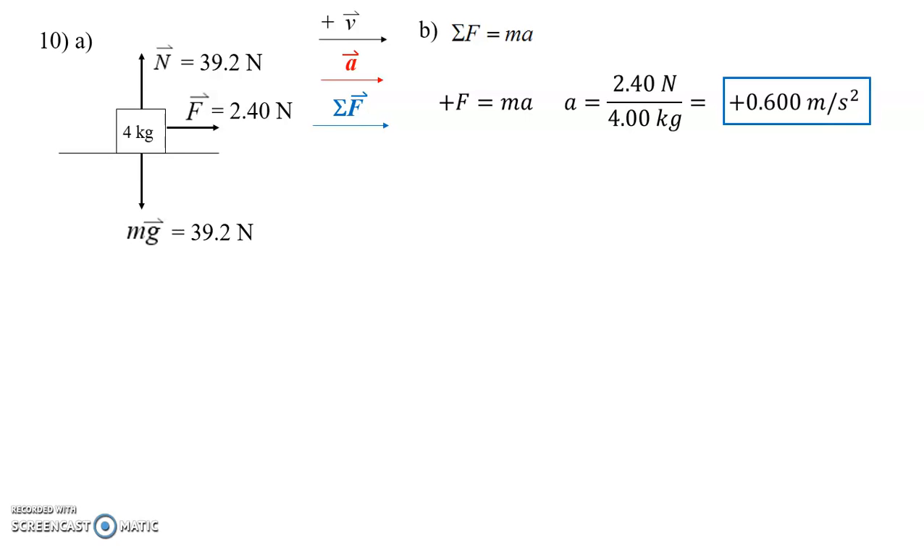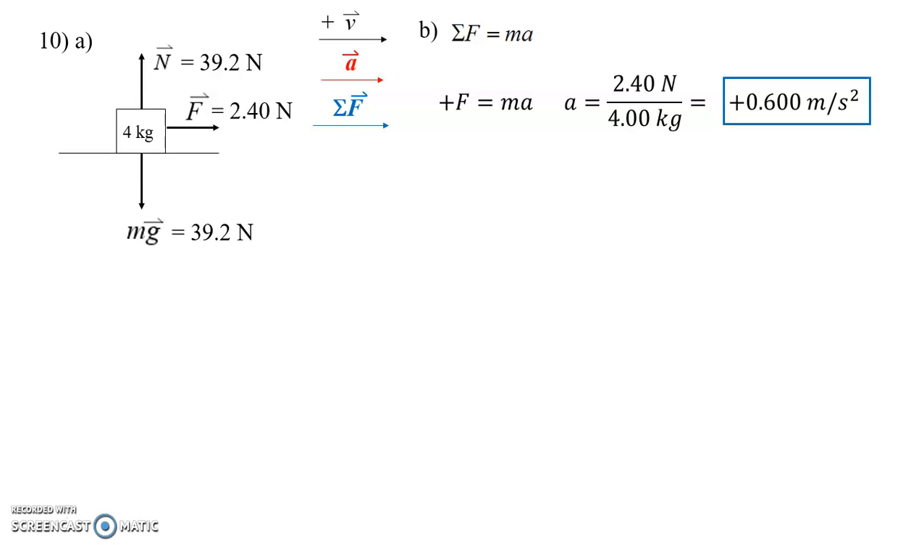We know it's going to be positive 0.600 meters per second squared. Here, I'm using the sign as direction. You can use words, that's fine as well. I do note there is a typo on the page there. I did leave off the direction. I do apologize for that. So make sure, of course, you have the direction.